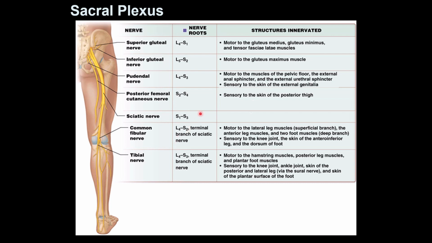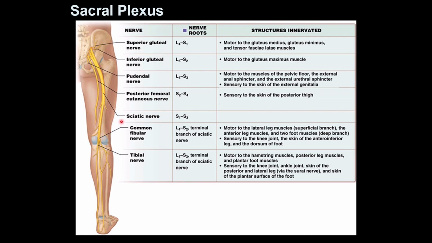Sacral plexus is L4 to S3, or S4 actually, L4 to S4, and it has a few different nerves. One is called superior gluteal, and that's supplying all gluteal muscles except the gluteus maximus, which is supplied by the inferior gluteal nerve. The pudendal nerve is supplying the pelvic floor muscles and also the skin of the pelvis, which is part of the genitalia and anal area. Posterior femoral cutaneous nerve, so that is supplying the back of the thigh.